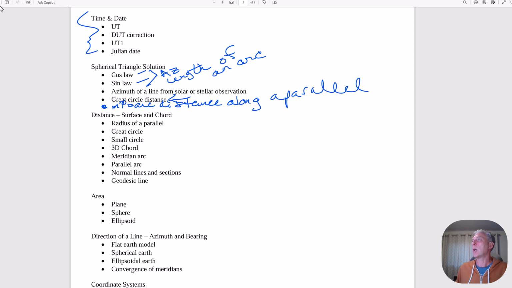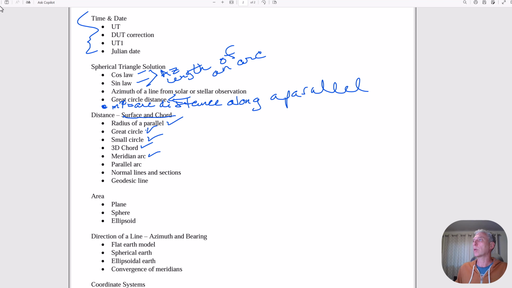All right, distance, surface and chord. So you need to know the radius of a parallel, the difference between and how to explain what a great circle and a small circle are in terms of planes intersecting spheres, and how you would come up with the radius of each. 3D chord, we've done that ad nauseum. That's just the distance formula, right?